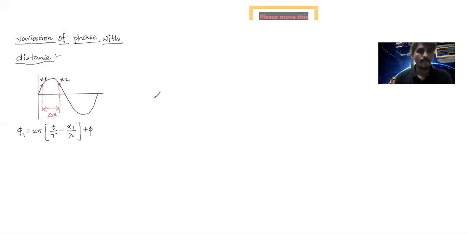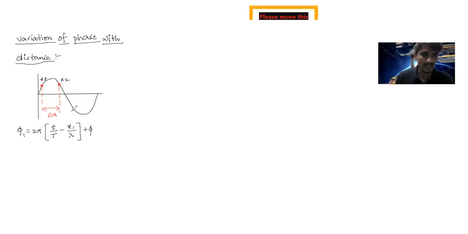So let us see the variation of phase with distance. How the phase changes with distance. Here, let us consider two different positions from the origin, position x1 and another position x2. Then what will be the distance from x1 to x2? We can write it as x2 minus x1, right? Delta x it is. Then what is the phase difference related to delta x?